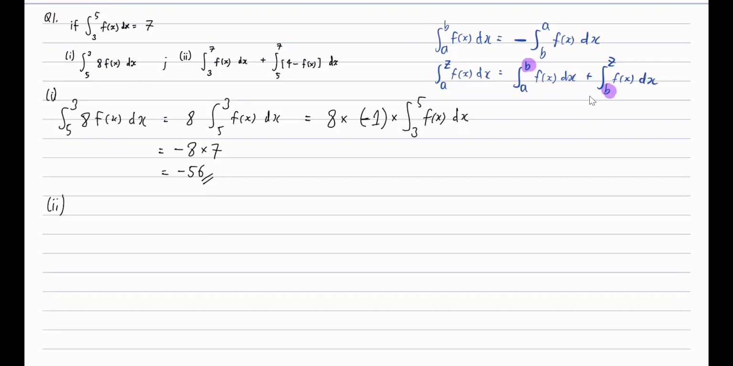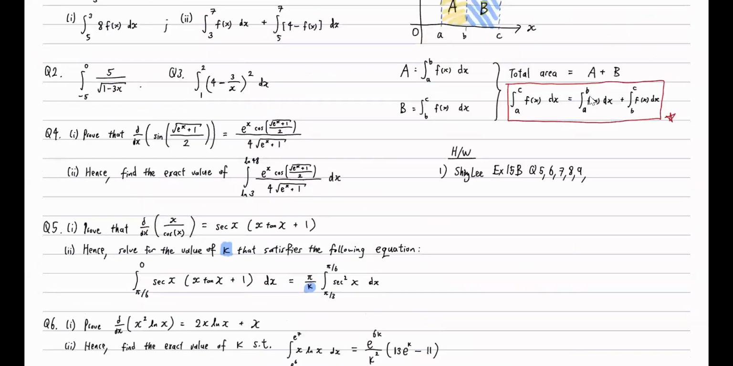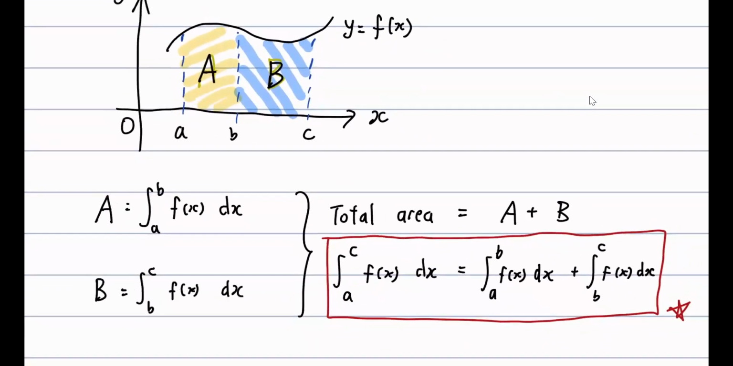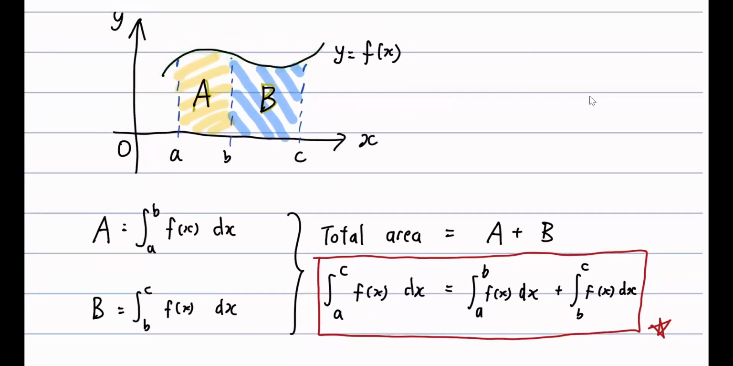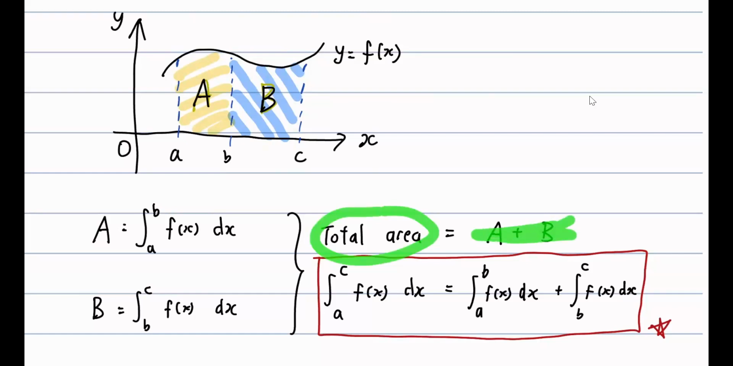How can you interpret this? I draw a nice little picture on top over here. I used c instead of z, but it means the same thing. Let's say you have a curve like this, y equals f of x. The left half is integral from a to b, the right half is integral from b to c. They are really representing the area under the curve. So if you want the total area, it's equivalent to adding up the two areas on the left and on the right.